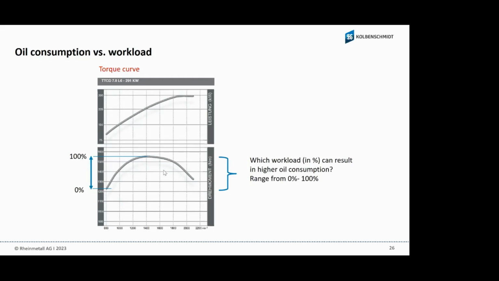How many percent of the load must we have on an engine so that we have no oil consumption, or we have oil consumption? The greater the workload, the less the oil consumption. When we have less load, more oil consumption; more load, less consumption. Exactly. And give me a number, 10%, 20%. Which percent gives me a signal of the load?